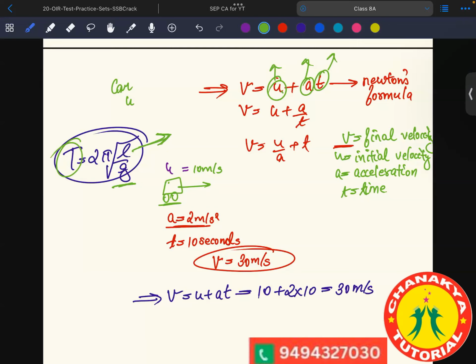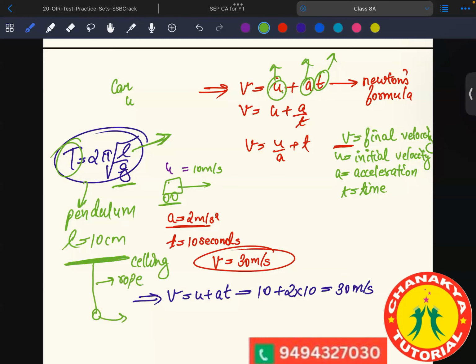So how will I do this experiment? I will take a different length. This formula is of a swinging pendulum. So how will I perform this experiment? I will take a stopwatch and I will take a length. Let's say I have taken the length as 10 centimeter. What is this length? Length is the length of the string. This is the pendulum, this is the ceiling, this is the rope, this is the pendulum.